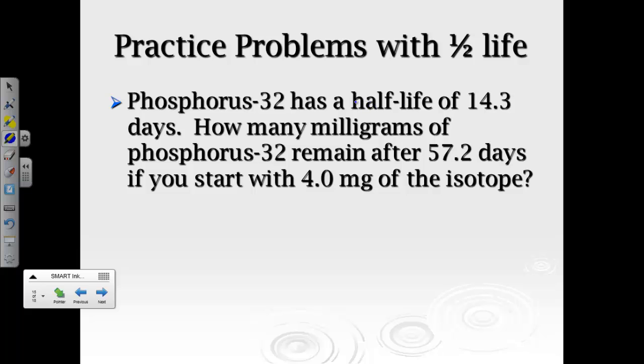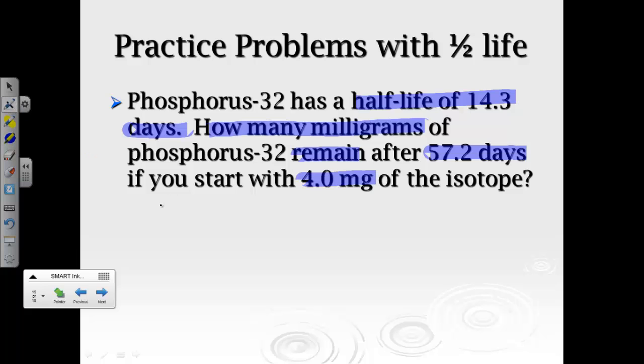Phosphorus-32 has a half-life of 14.3 days. So that's how long it's going to take for phosphorus-32, half of it, to decay. It wants to know how many milligrams remain. So we've got to figure out what we have left over if 57.2 days have passed, and we start with 4.0 milligrams.